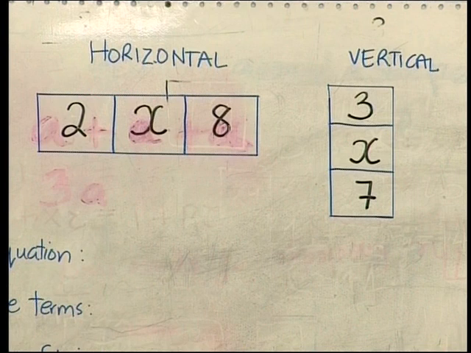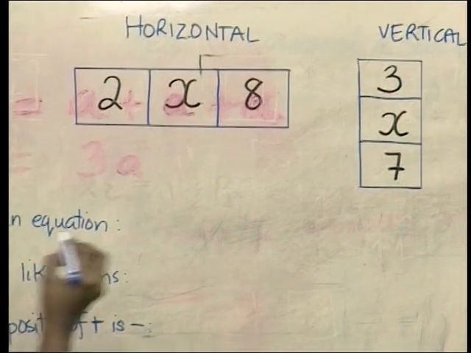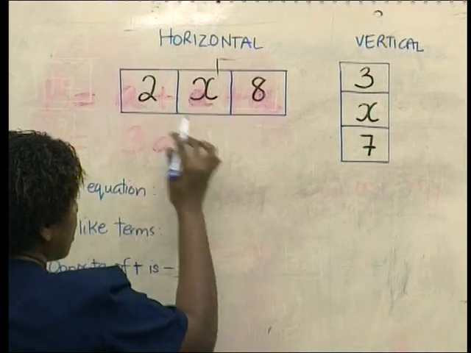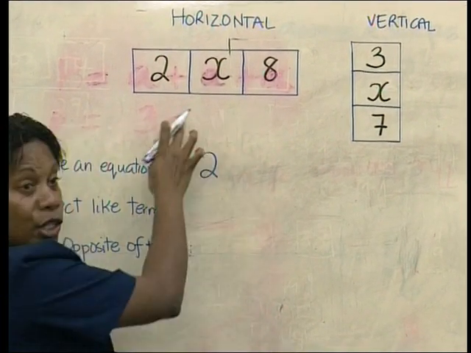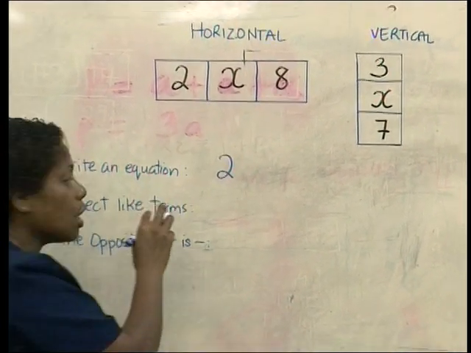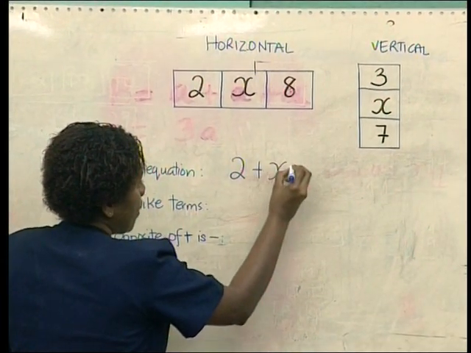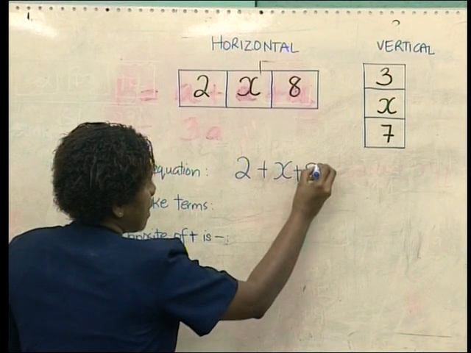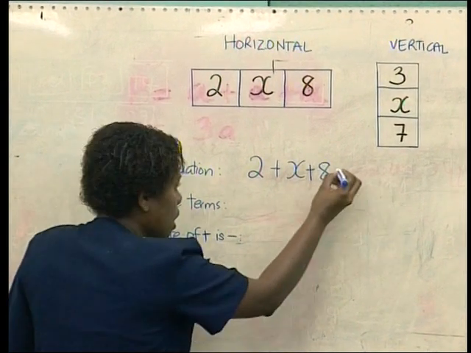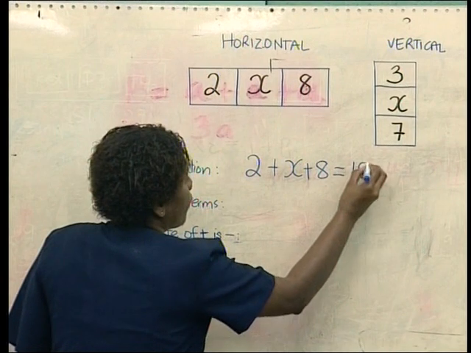So now we are going to find the value of X. Just the same as this, we are going to write an equation. We start off with the horizontal line. Okay, receiving students? 2 plus X plus 8 equals 15. Very good.